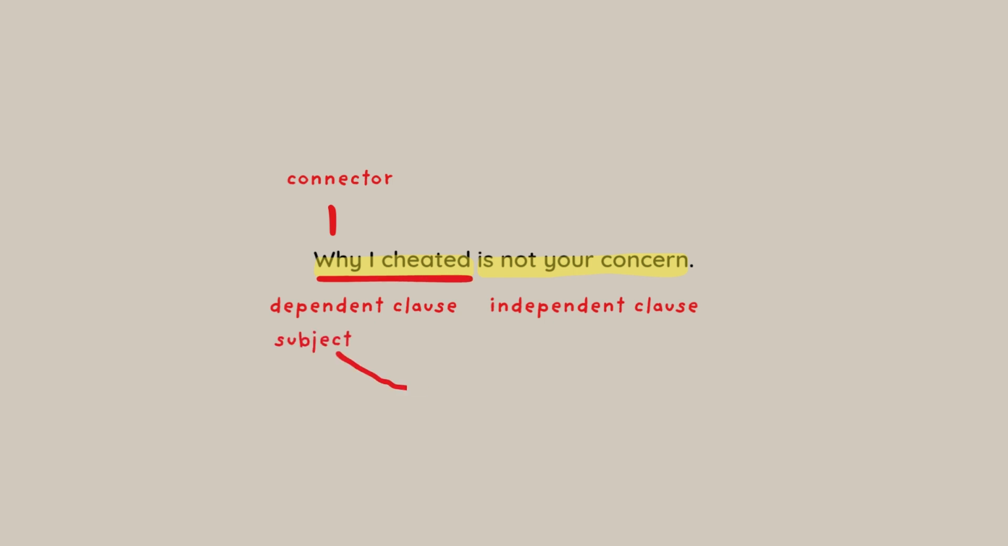Why I cheated is not your concern. In this sentence, the dependent clause, why I cheated, comes before the independent clause, is not your concern. The connector, why, introduces the dependent clause that functions as the subject of the verb is.